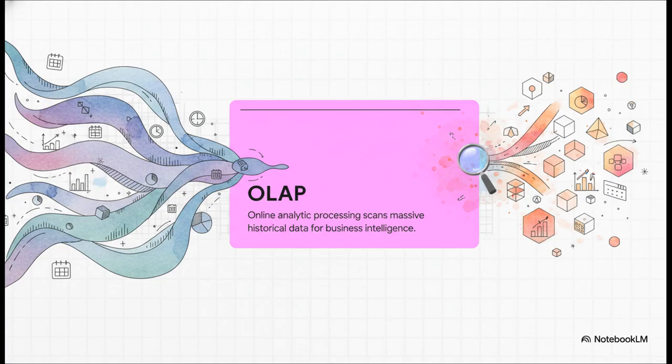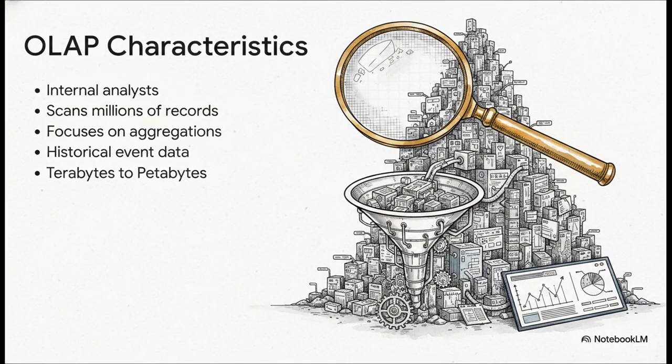They hold this vast, sweeping history of everything that's ever happened in the system over time, rather than just what's happening right now. Because of this, the workload characteristics for OLAP are literally the polar opposite of OLTP. An analyst might fire off a query that needs to scan millions or even billions of records at once. They're calculating aggregations, sums, counts, averages, stuff like, hey, exactly how many users in Europe bought our premium subscription last November? To figure that out, the system has to chew through terabytes, or honestly, even petabytes of historical data.